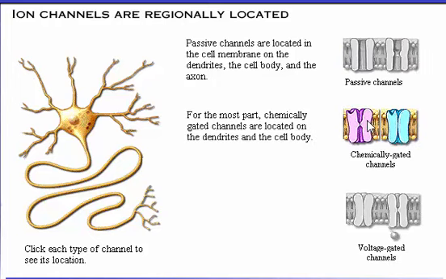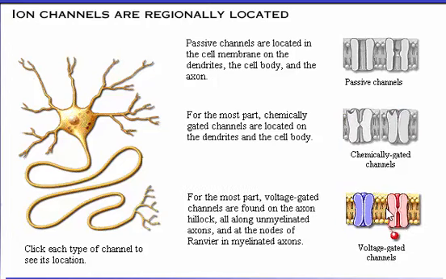For the most part, chemically gated channels are located on the dendrites and cell body of the neuron. For the most part, voltage-gated channels are found on the axon hillock, all along unmyelinated axons, and at the nodes of Ranvier in myelinated axons.